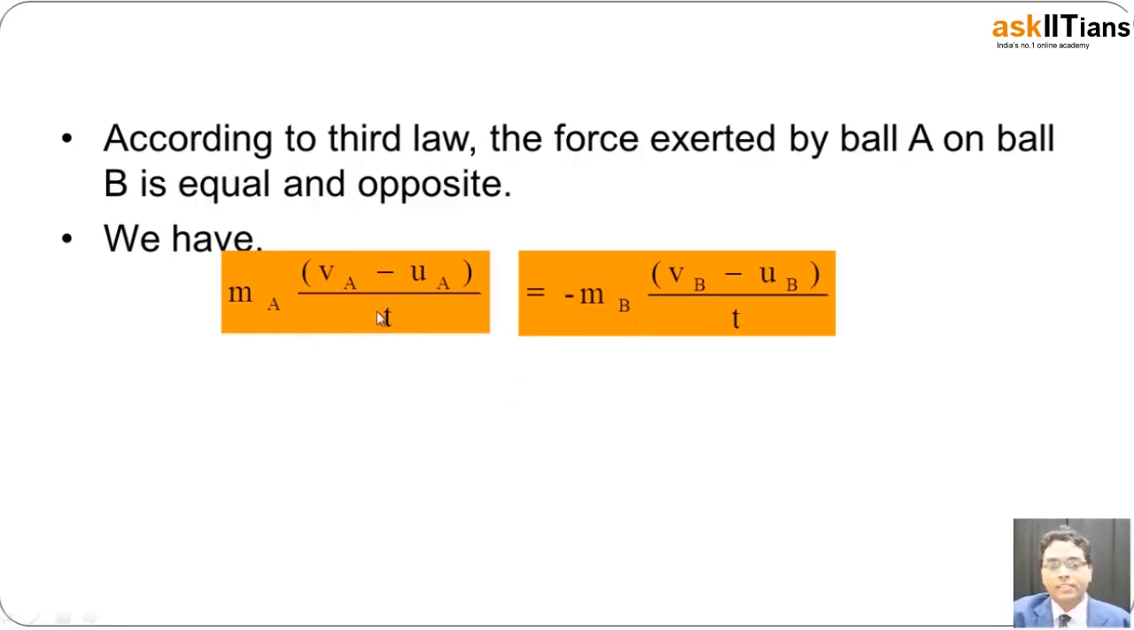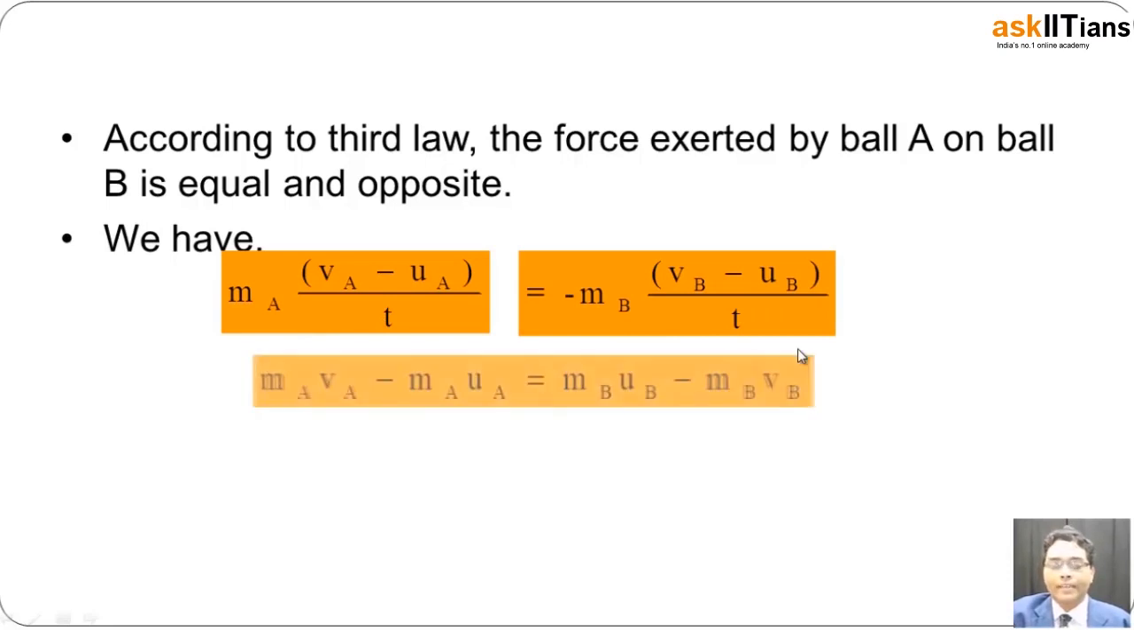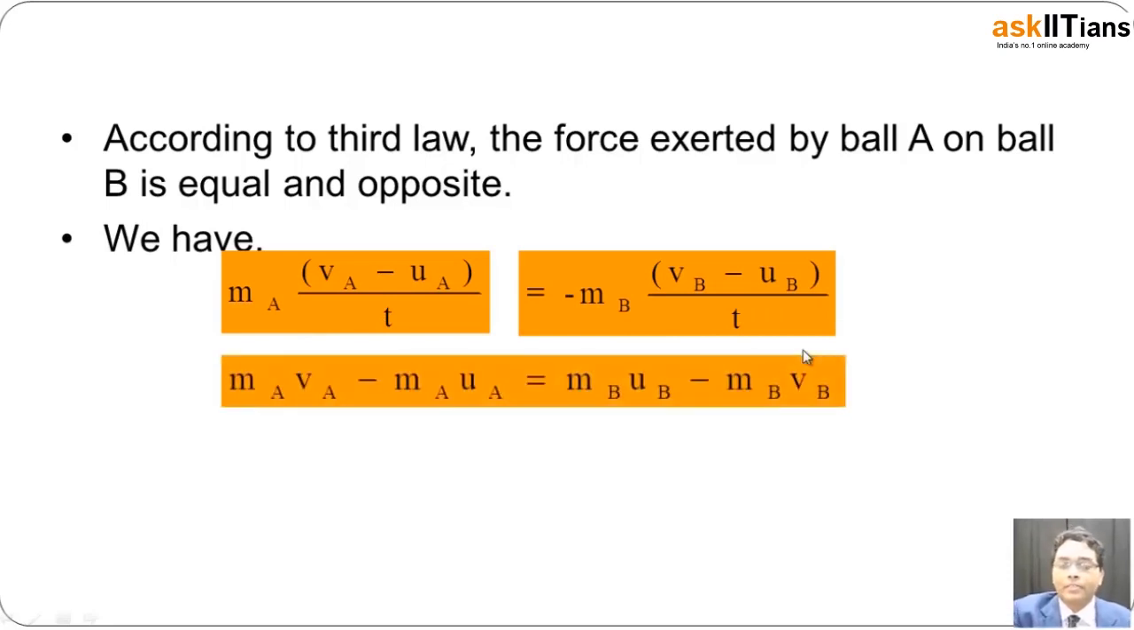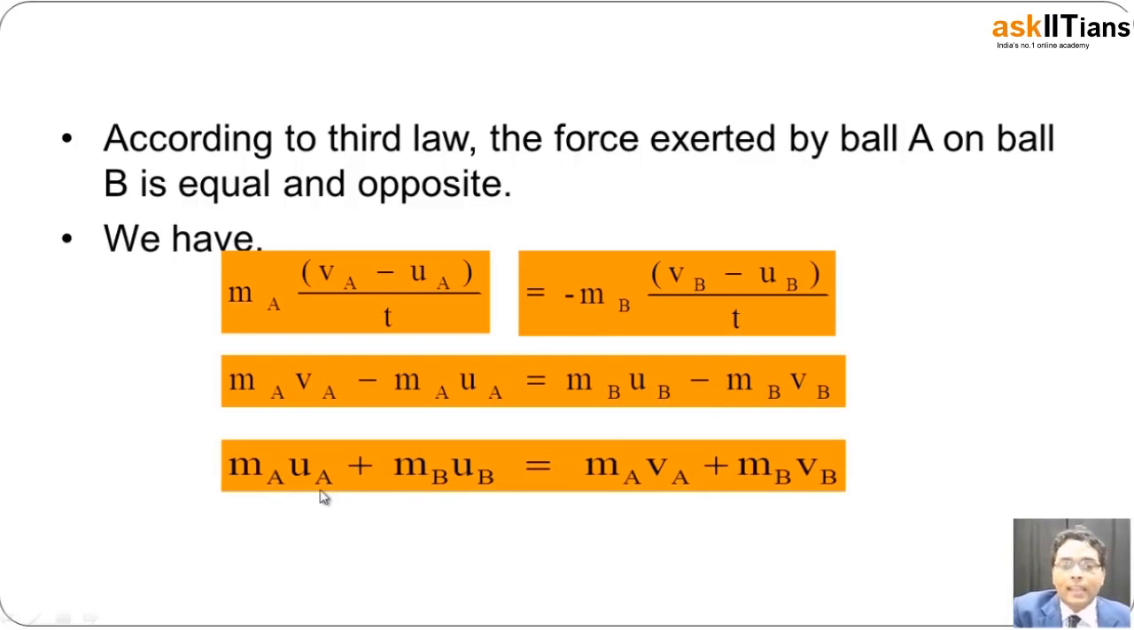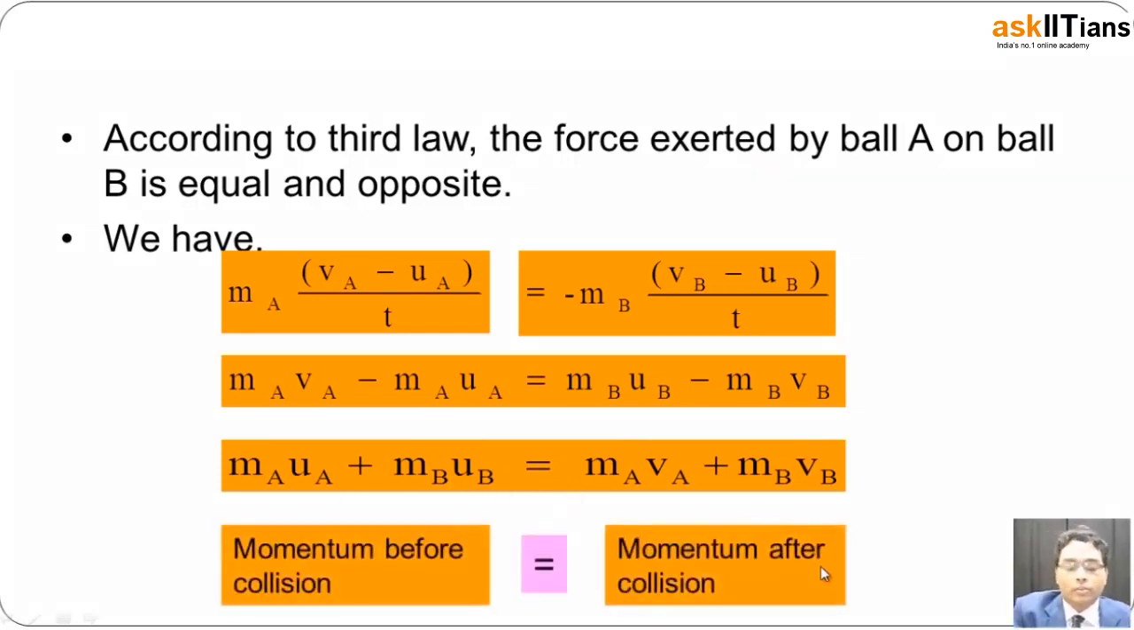If we rearrange it and get rid of the factor of time t, because this takes place in a particular time interval, I can write it as MA into VA minus MA into UA equals MB into UB minus MB into VB. Rearranging this, I can write it as MAUA plus MBUB, which is the initial momentum of the objects, equals MAVA plus MBVB, which is the final momentum of the objects. So the initial total momentum is equal to the final total momentum.